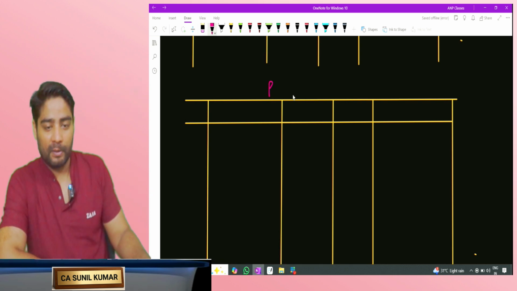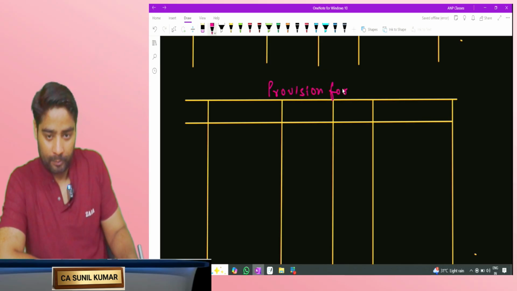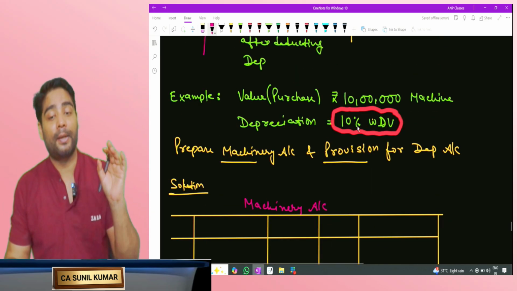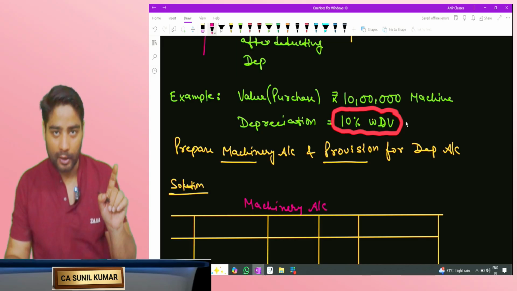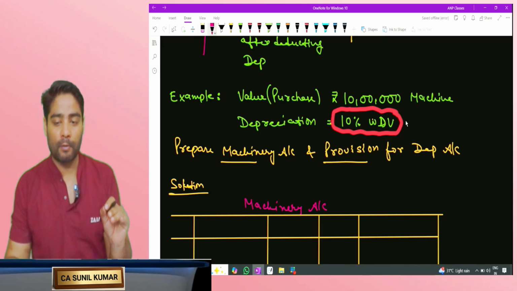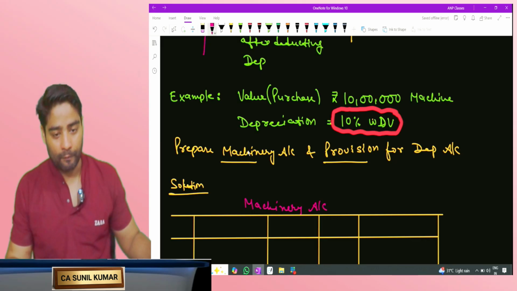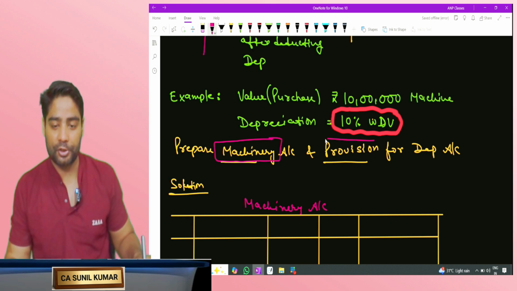So what will be my second account? My second account will be provision for depreciation account. Okay. Now, the method of charging depreciation is WDV, but the method of recording depreciation in books of accounts is original cost method, where we prepare the machinery account as well as provision for depreciation account.